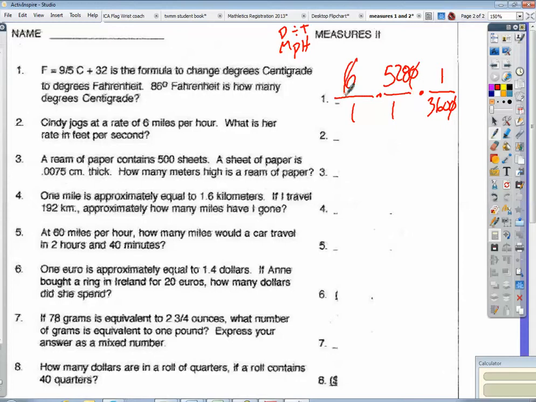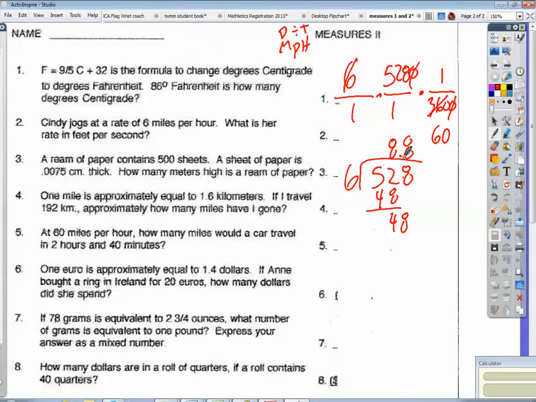6 goes into 360 60 times, right? And then, well, what goes into both of those numbers? I'm willing to bet 60 does not go into that, does it? No, it does not. So, I'm guessing 6 goes in there. 5,280 divided by 6, 6 goes into 8 times 48. So we have what? 48. So 8, right? Perfect.